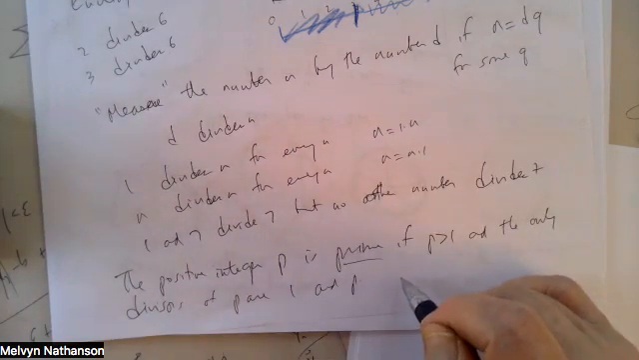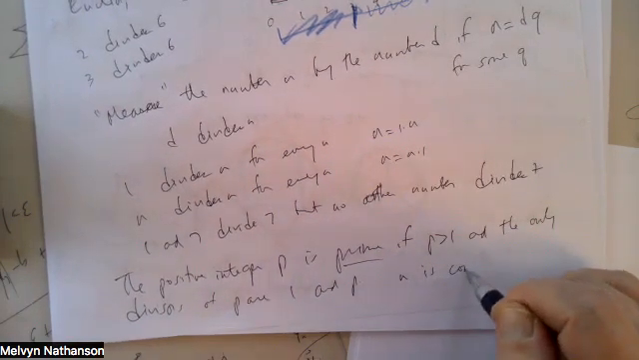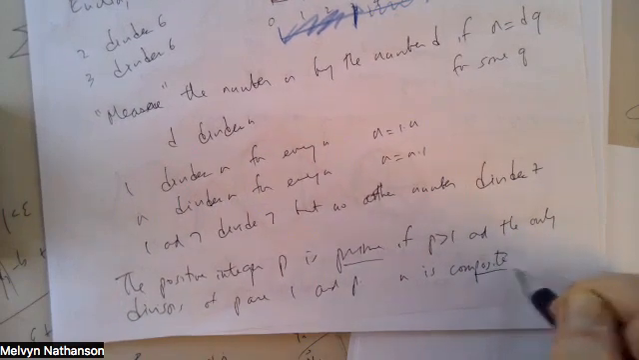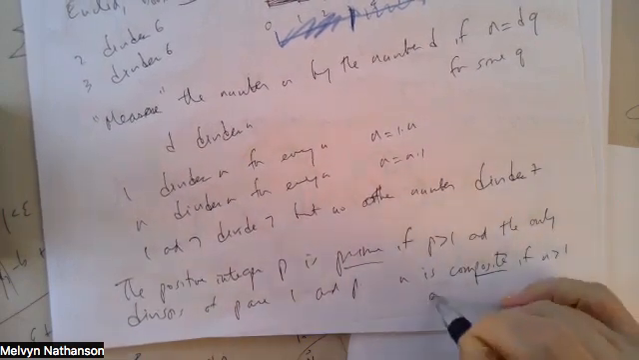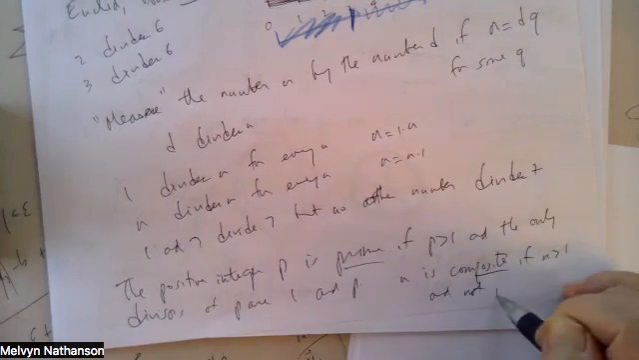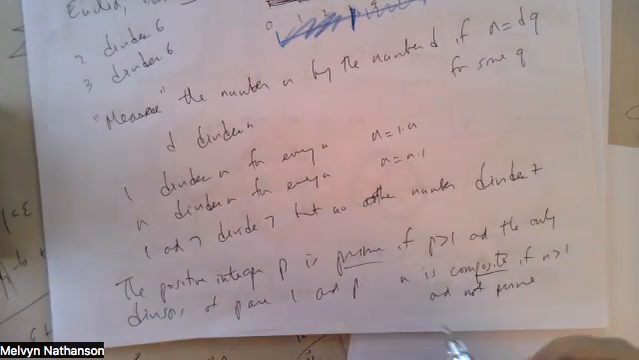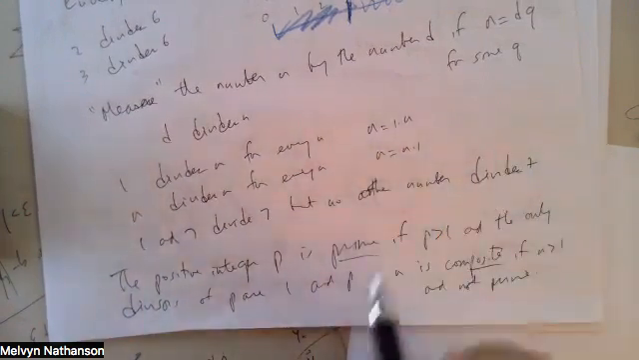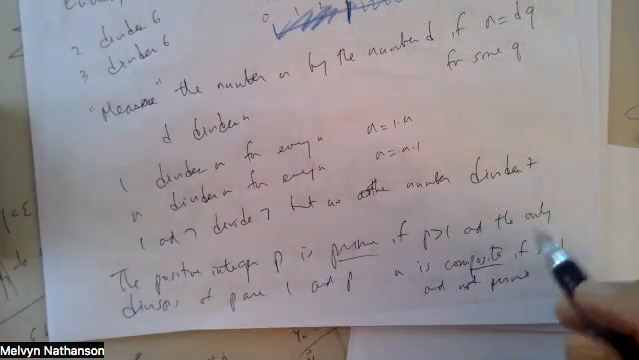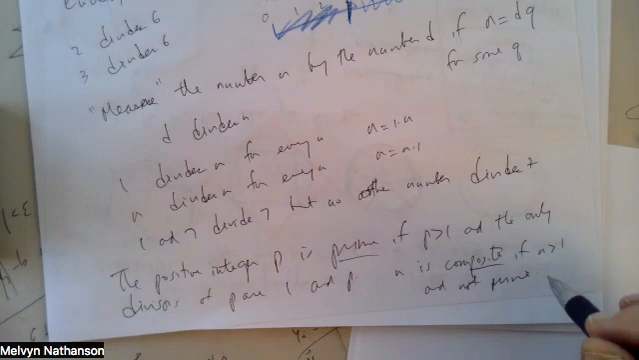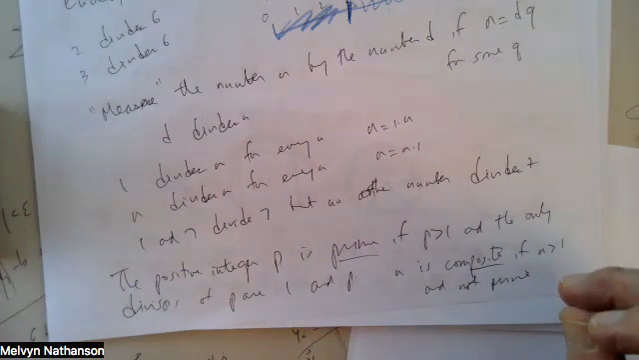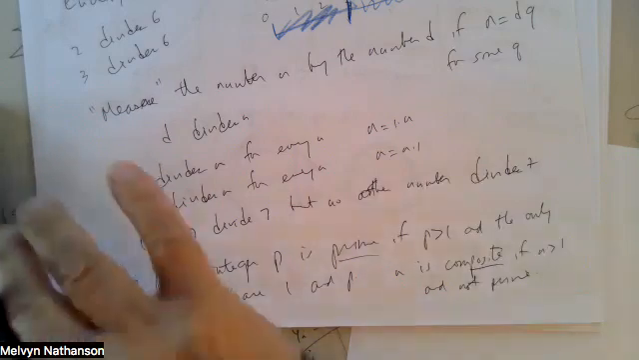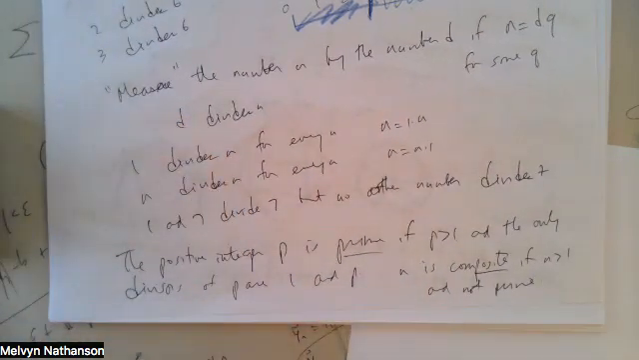We say that n is composite if n is bigger than 1 and not prime. So a prime number is a number bigger than 1 whose only divisors are itself and 1. A composite number is a number bigger than 1 that's not prime. And what about the number 1? Well, we say the number 1 is the number 1, period, and it's not prime and it's not composite. It's just the number 1.